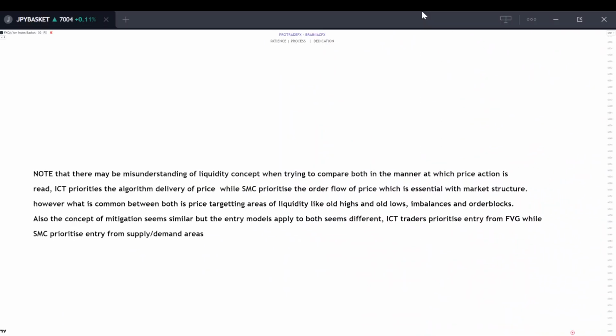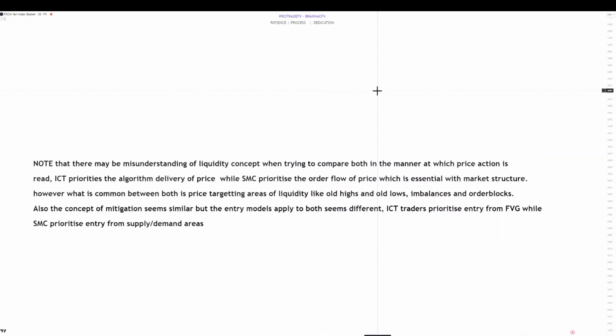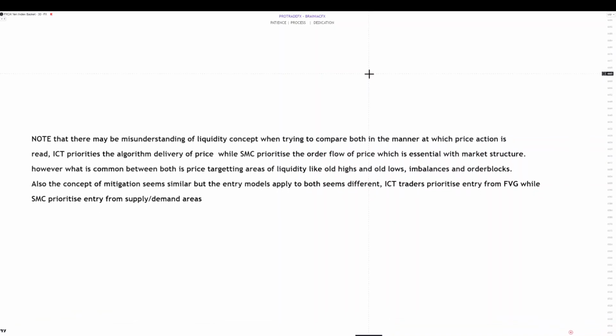Note that there may be a misunderstanding of the liquidity concept when trying to compare both in the manner at which price action is read. ICT prioritizes the algorithmic delivery of price, right? That's its priority. Price is being delivered by the algorithm, like it has been programmed to deliver price at this time. At this time, price should react this way, while SMC prioritizes the order flow of price, which is essentially market structure.